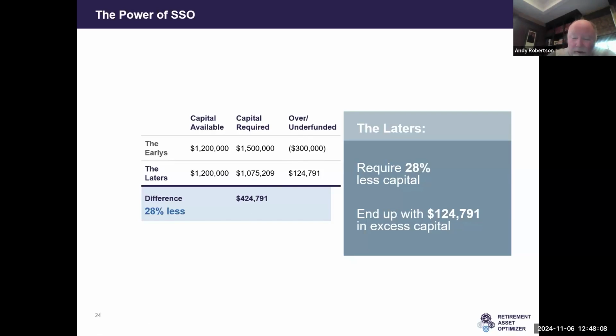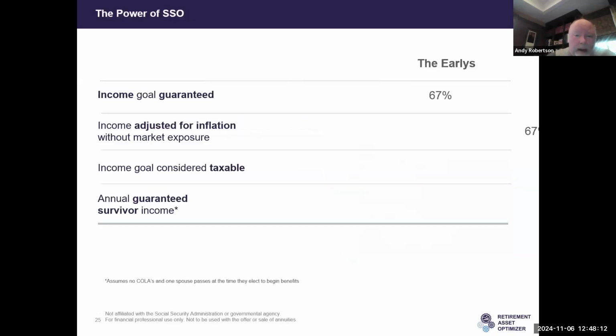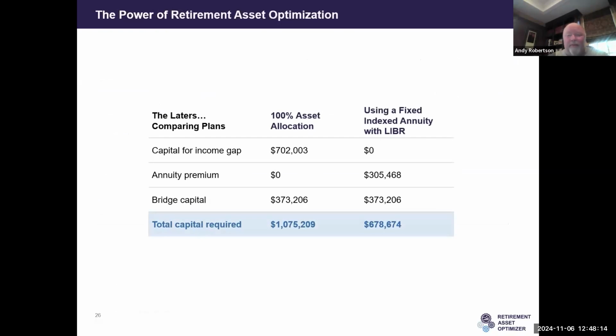But is asset allocation the only way we can deliver income? And the answer is no. And I focus on the concept of what I call asset optimization. So the first asset we look at optimizing is Social Security. The second are the assets that you've accumulated. Well, how could we optimize those?